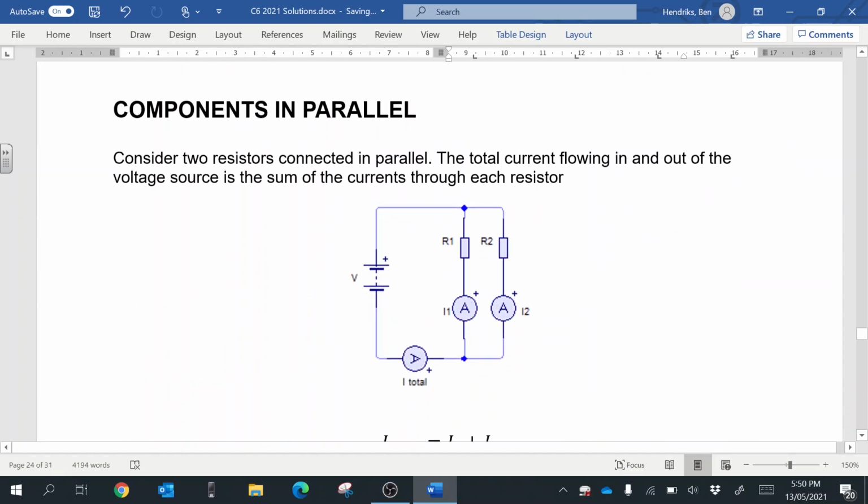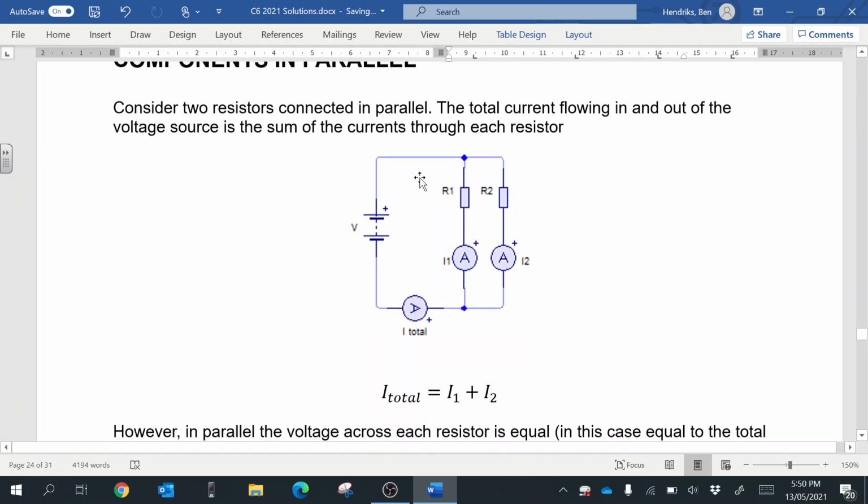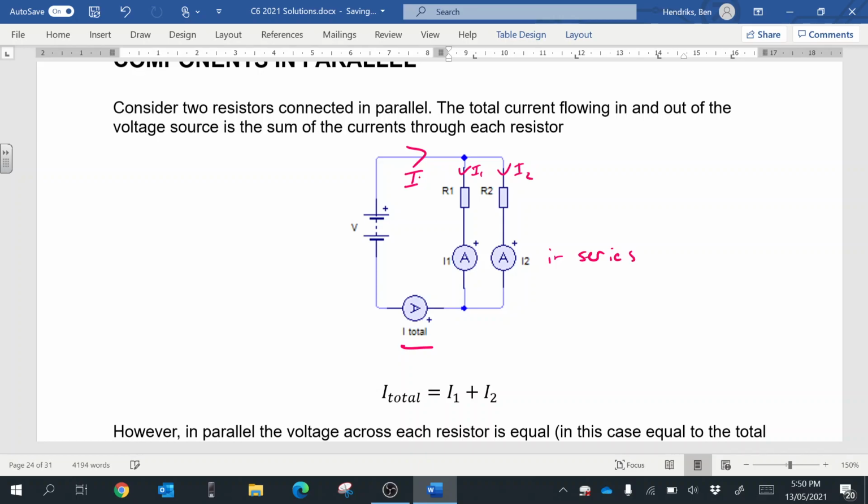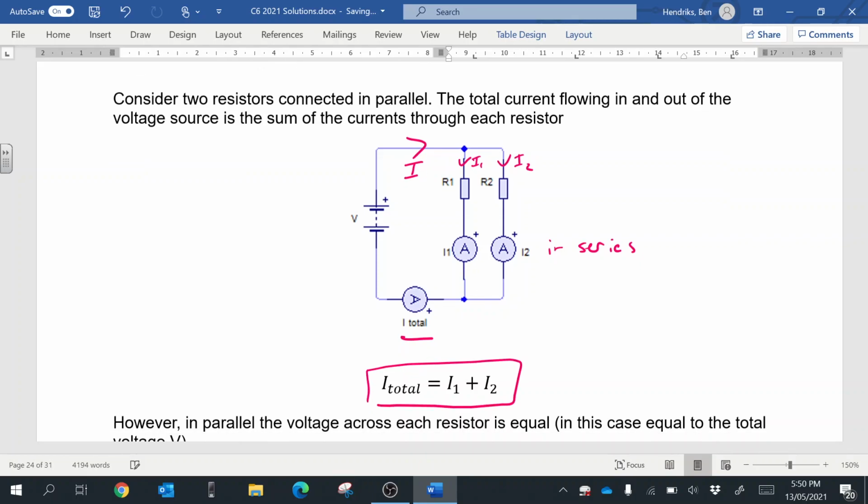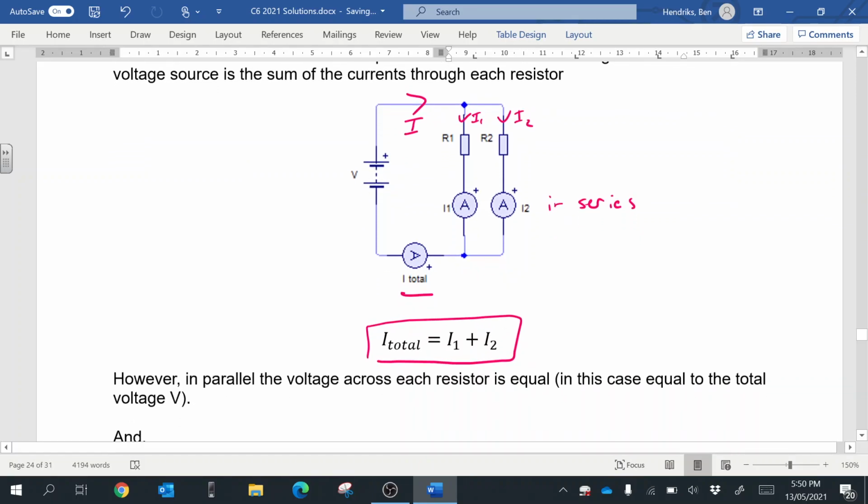Components in parallel are slightly different. So like we had here before, we have a current going in, and that is I total. Then it branches off into I1 going down here, and I2 going down there, and we can measure them by putting ammeters in series. So those ammeters are in series there, and the total current, the current before and after the branching, is equal to I1 plus I2.